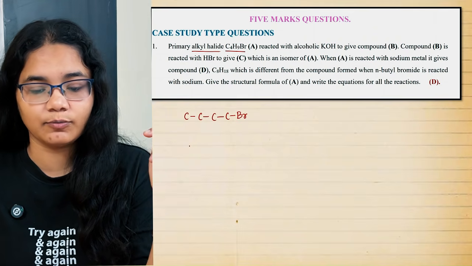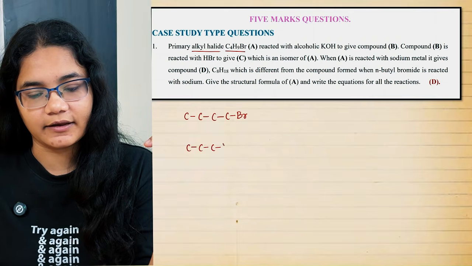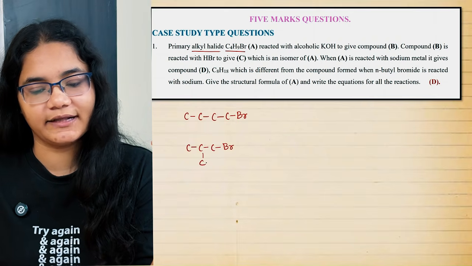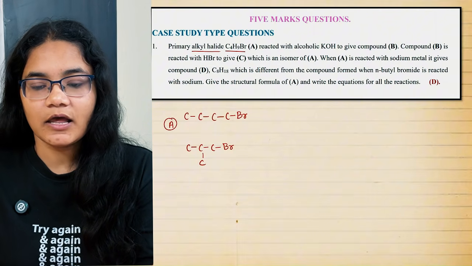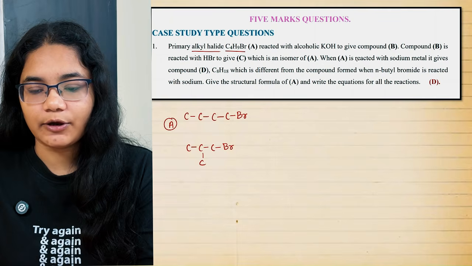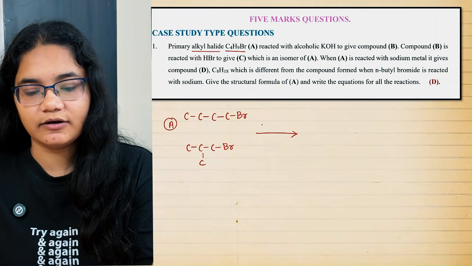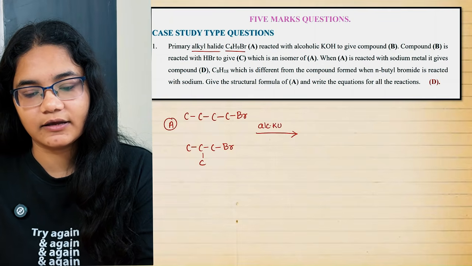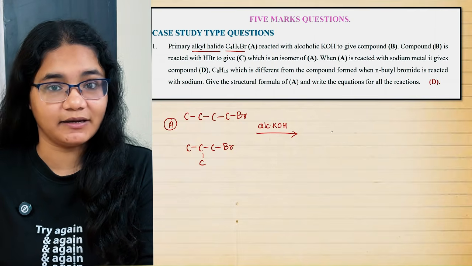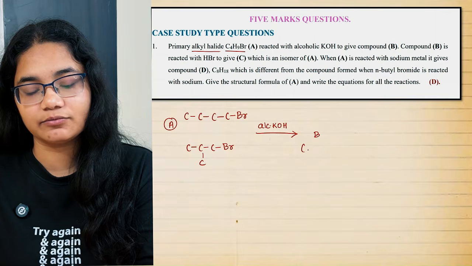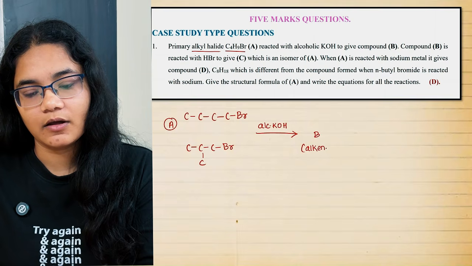Another structure is also possible, which is like this. I can write a compound like this. So two possibilities are there for compound A. It reacts with alcoholic KOH to give you compound B. Now, alcoholic KOH does elimination, right? So we will get B, which must be an alkene here.